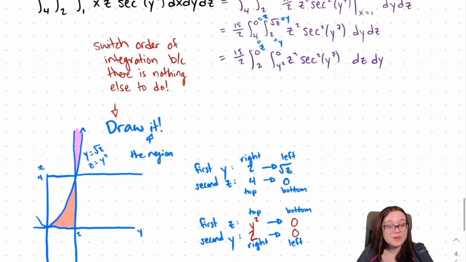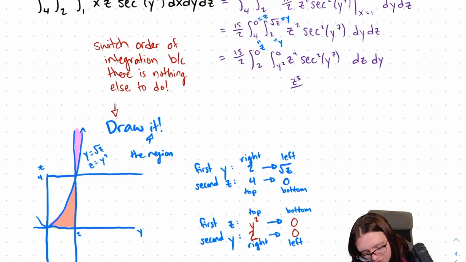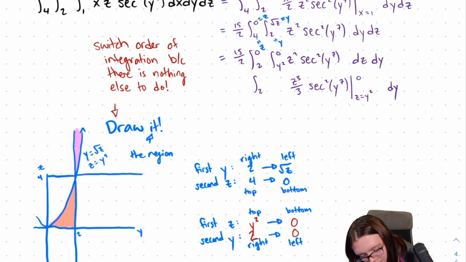Okay, so now let's try actually computing this integral. We said we couldn't do the y integral, so let's try the z integral. And secant squared y to the 7th is just constant in z. So we're just integrating z squared, which we know should be z cubed over 3. Secant squared y to the 7th stays the same. It's just a constant. I will evaluate from z goes from y squared to 0. And then we will do our y integral. Everything else will stay the same.